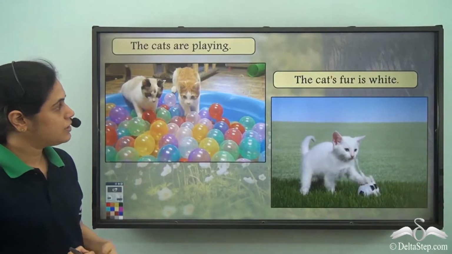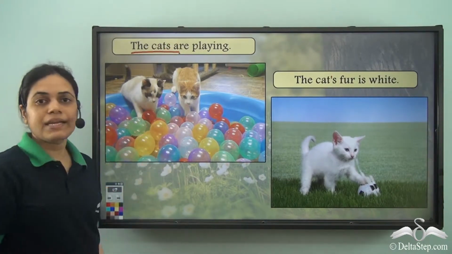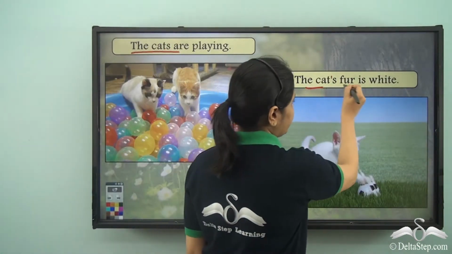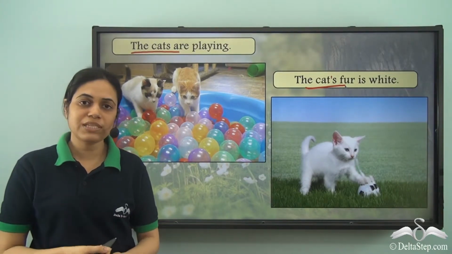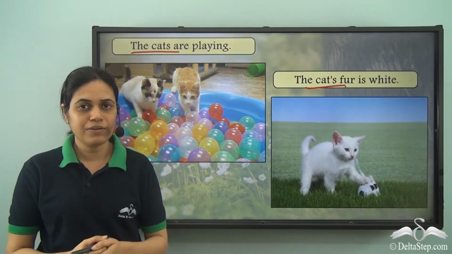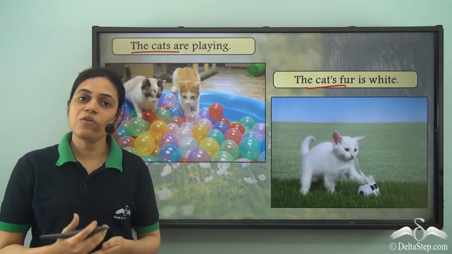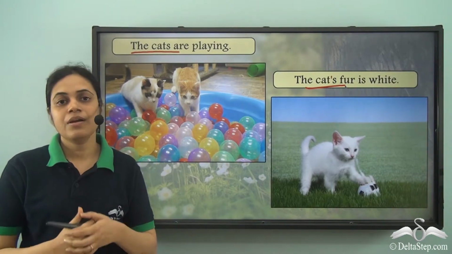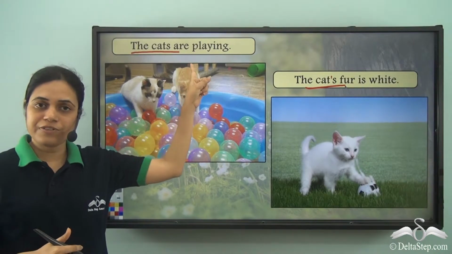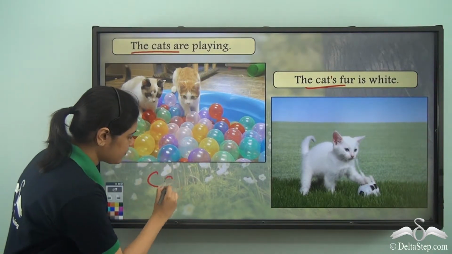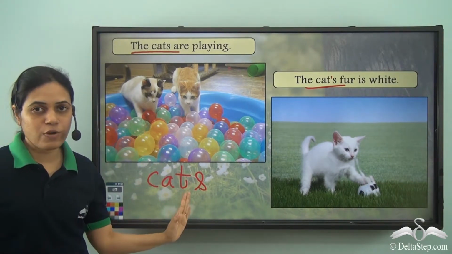But read these two sentences. The cats are playing. The cat's fur is white. So when I read it, both the sentences sound similar. In both the sentences, when I say cats, it sounds exactly the same. But what is the difference? Over here, there is no apostrophe. It is cat and an S without an apostrophe.